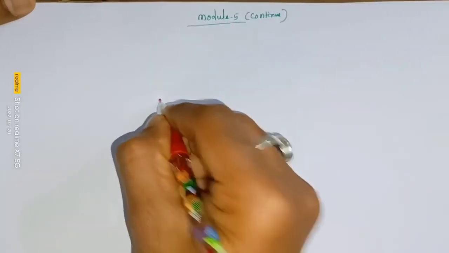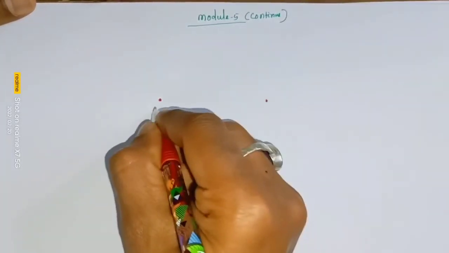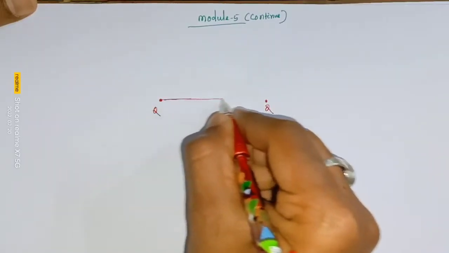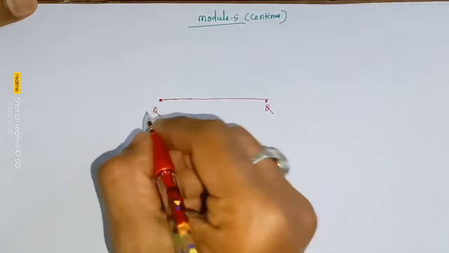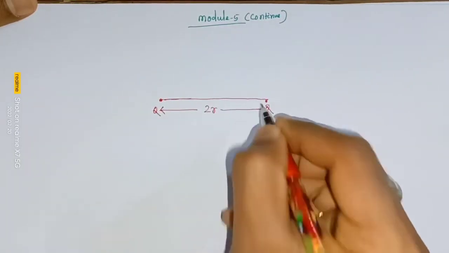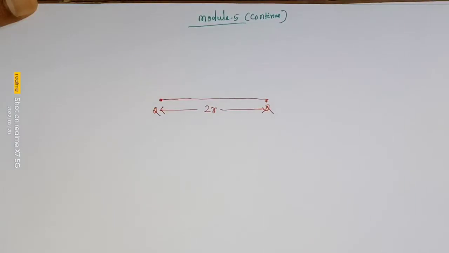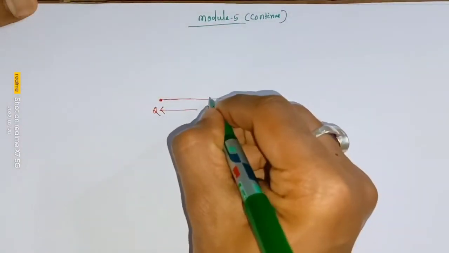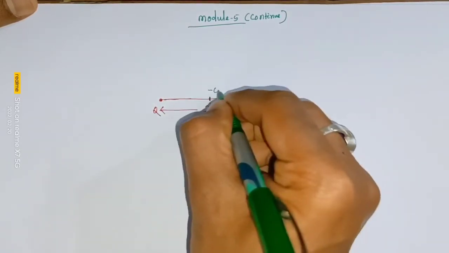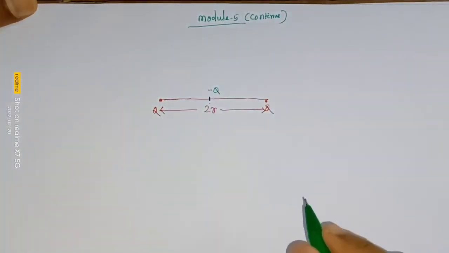Suppose this is the scenario. Two equal charges have been placed at a distance of 2r apart. Any distance you can prefer, I prefer the distance 2r apart. Exactly where is the equilibrium point? Exactly the midpoint.